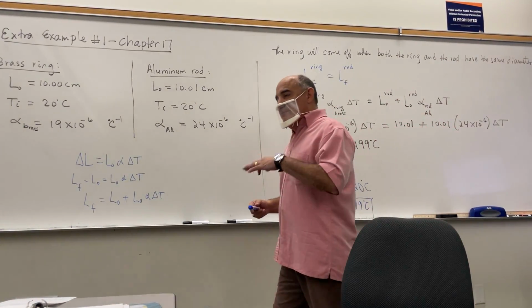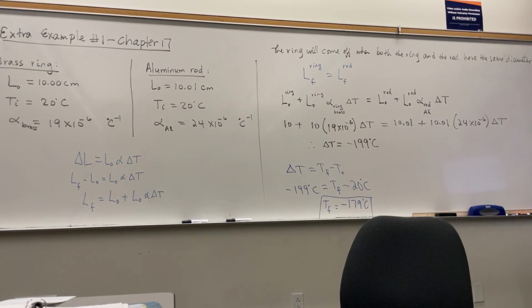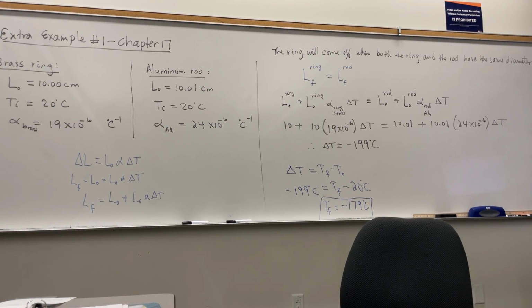So I cooled them both down from 20 degrees Celsius. Cool them down, cool them down. When the temperature reaches minus 179 degrees Celsius, then I'll be able to slip the ring off the rod. And if I cool it further down, then the rod is going to shrink even more. It'll definitely be even easier to slip the ring off the rod.